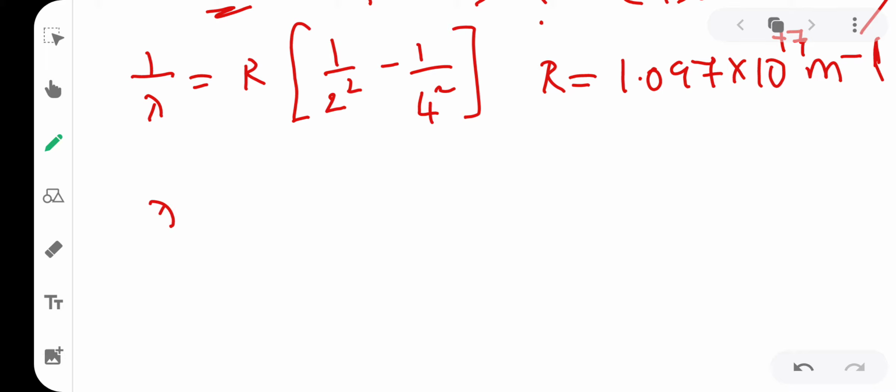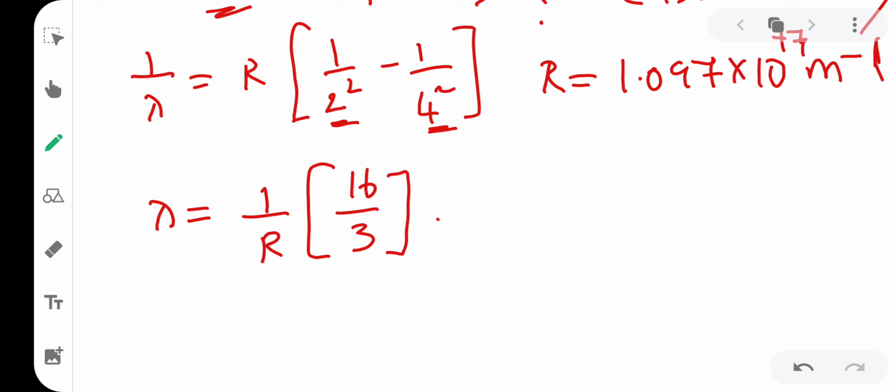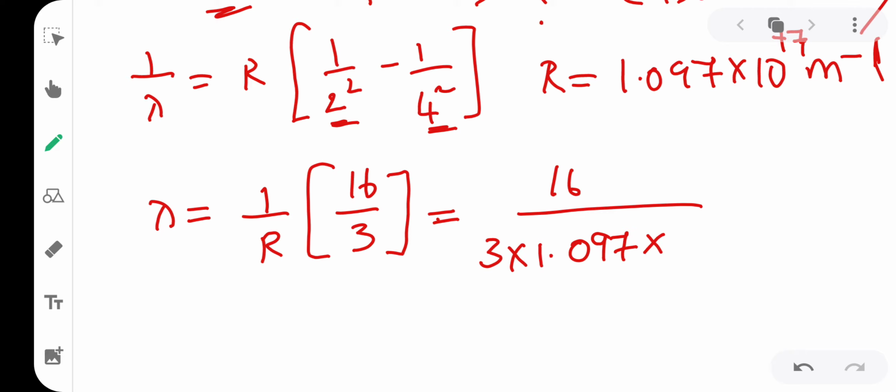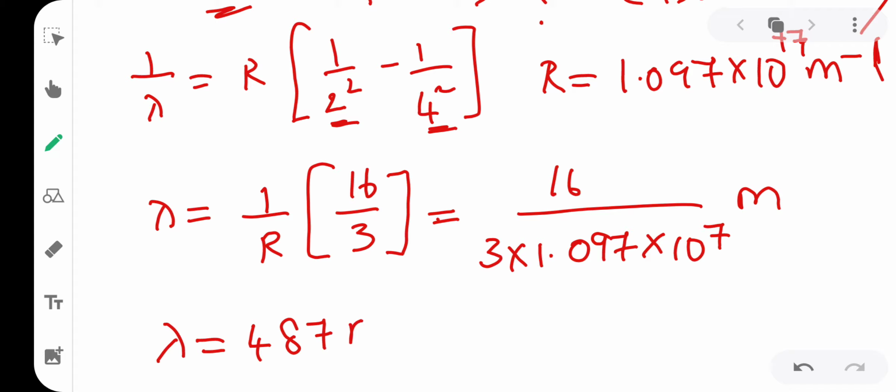So what will we get? Lambda is equal to 1 by R multiplied by, taking the LCM, 16. In the numerator you will have 4 minus 1, which is equal to 3. Taking the reciprocal of that, you will get 16 by 3. So this is equal to 16 by 3 into 1 by 1.097 into 10 to the power of plus 7 meter inverse. When it goes to the numerator, it becomes meter. So lambda is equal to 487 nanometer.